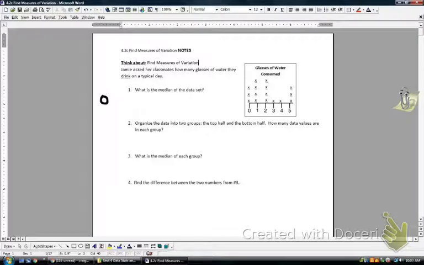So I have 0, 0, 0. I have 3 X's on 0, which means 3 people drink 0 glasses of water a day. Then I have 4 ones. Then I have 4 twos, which means 4 people drink 2 glasses of water a day. And then 3, 4, 5. All right, so there's what my data set looks like.